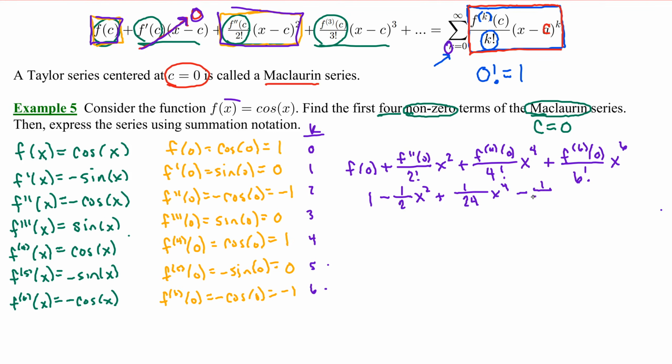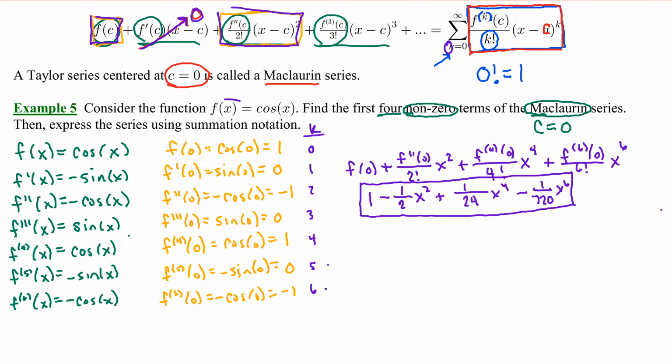6 factorial turns out to be 720. Remember, 6 factorial is 6 times 5 times 4 times 3 times 2 times 1. So that gives us 720 times x to the sixth power. So the first 4 non-zero terms of our Maclaurin series are these 4 terms.